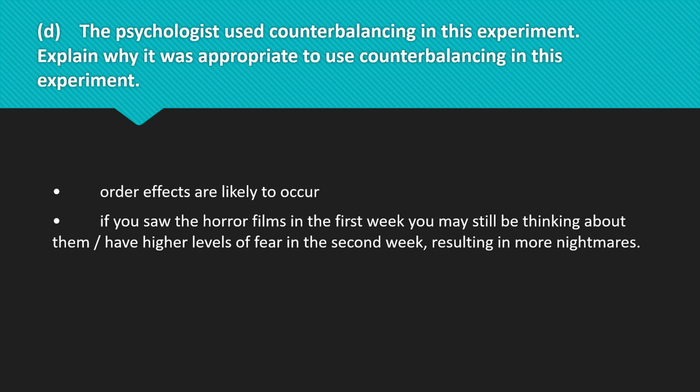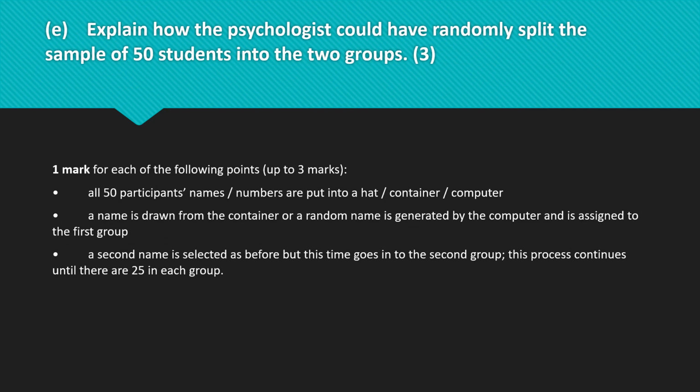And then the last question is E, which says explain how the psychologist could randomly split the sample of 50 students into the 2 groups. It says you get 1 mark for each of the following up to the 3 marks. So you could put all 50 participants' names into a hat, a container or a computer. You don't have to put all 3, just say one of them, whichever you choose to do.